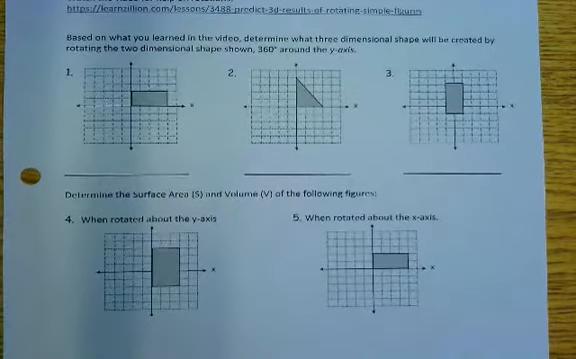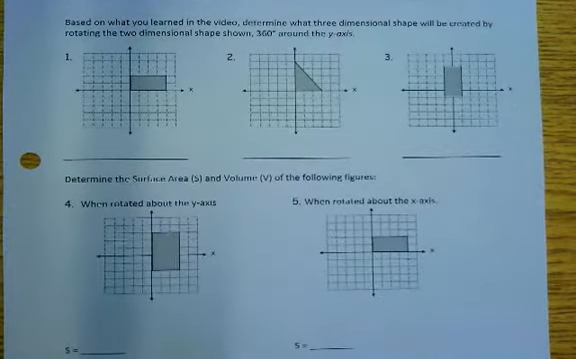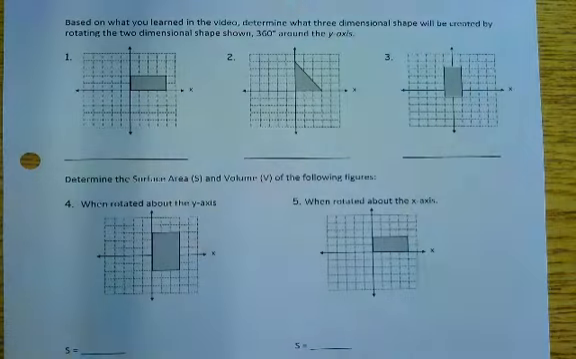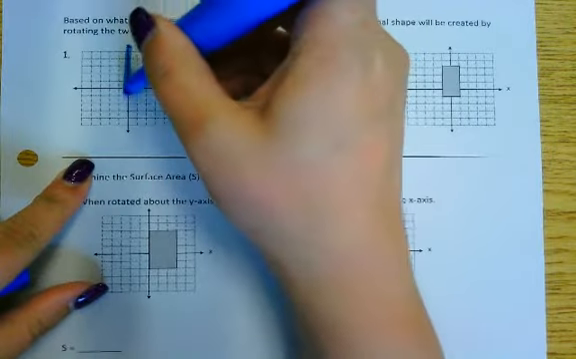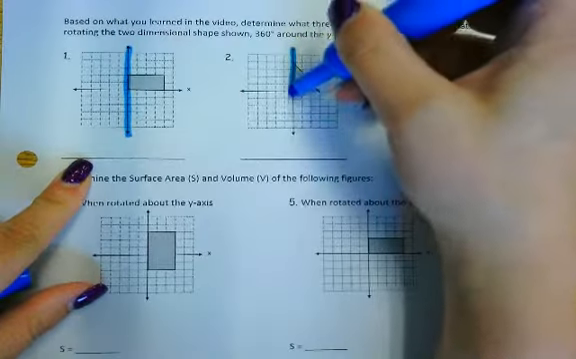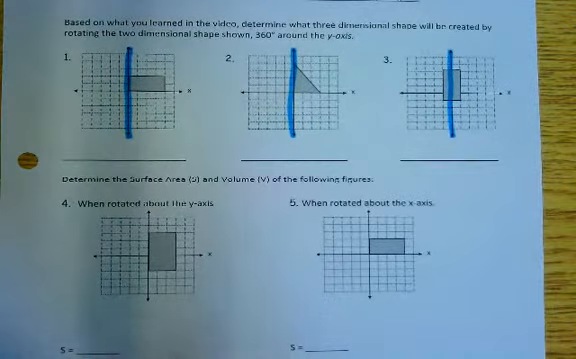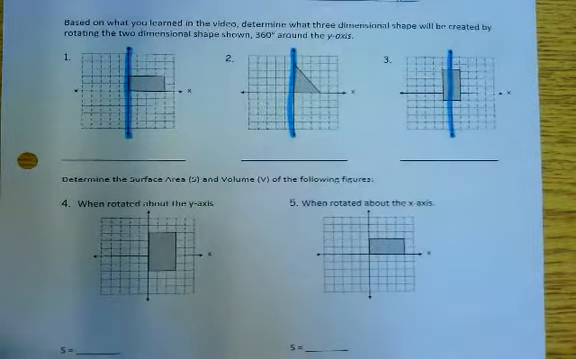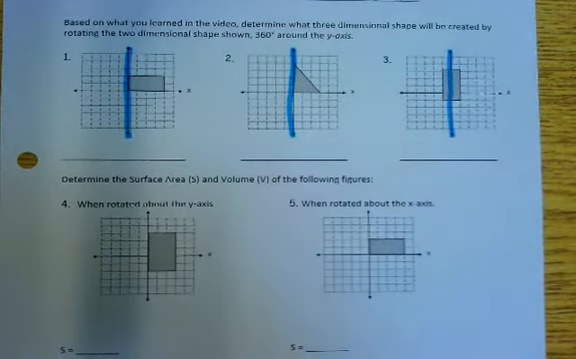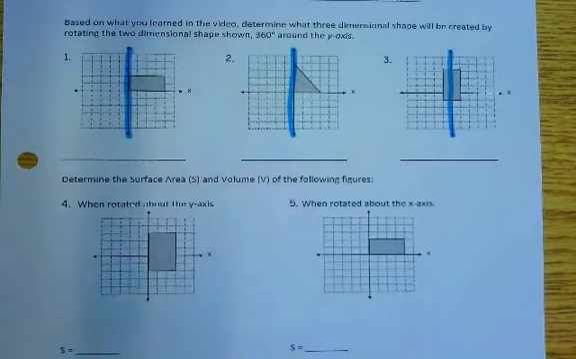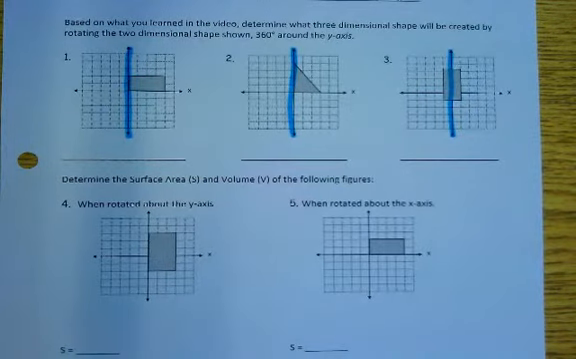Okay, so based on what you just learned watching that video, determine what three-dimensional shape will be created by rotating the 2D figure shown below. Okay, we are rotating around the y-axis, so get into the habit of highlighting whatever axis you are rotating around. If I were to rotate around the y-axis, what 3D shape would be formed?